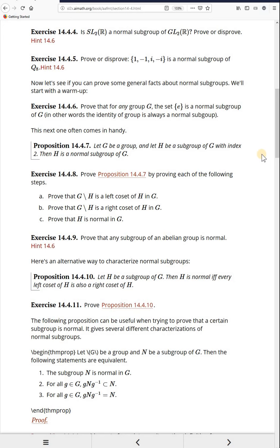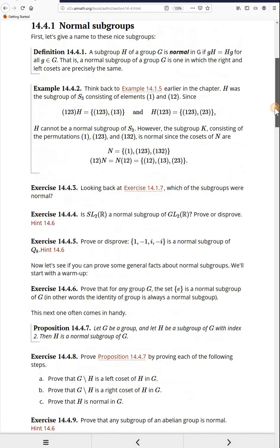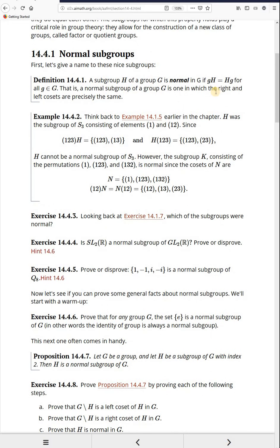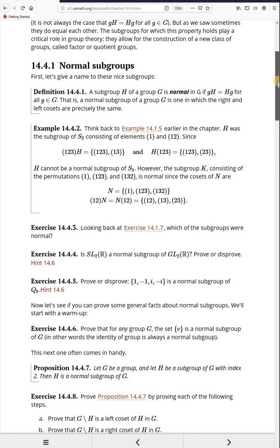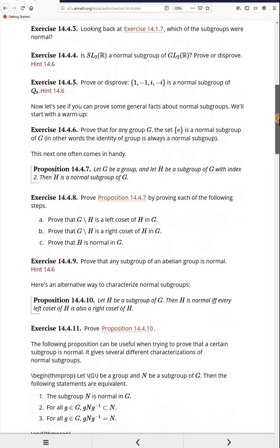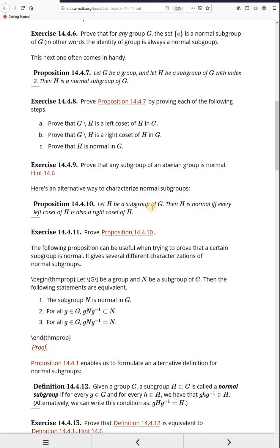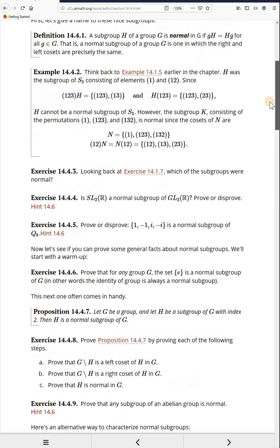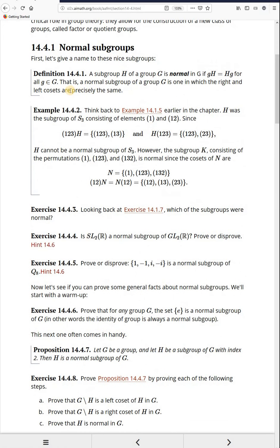Because if GH equals HG for all cosets, then that means every left coset is a right coset. Right. But you don't immediately have the other way around. So what you need to do to prove this one, 14.4.10, is say, suppose every left coset is also a right coset. And then you need to prove that GH equals HG for all elements in the group.